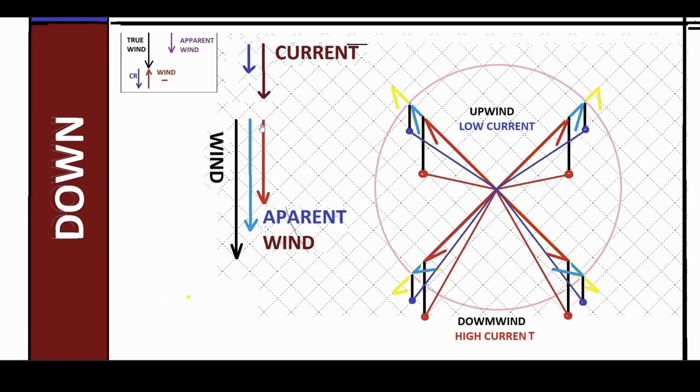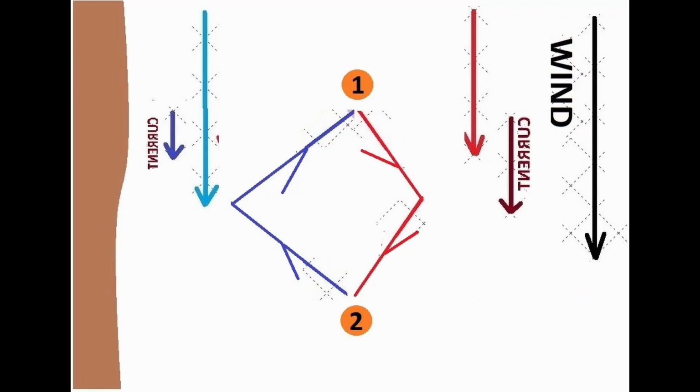Next example, with current downwards. As the current increases, the apparent wind decreases. On my course, when going upwind, I will choose to sail where the current is smaller. I will come out higher than if I sail where the current is stronger. When going downwind, the current helps me, so I will choose to sail where the current is stronger.